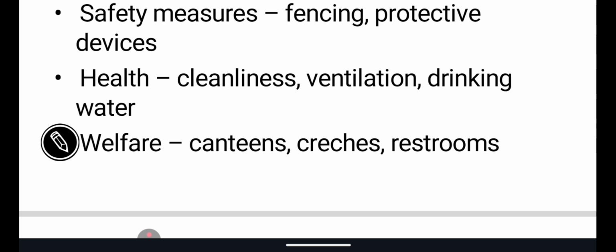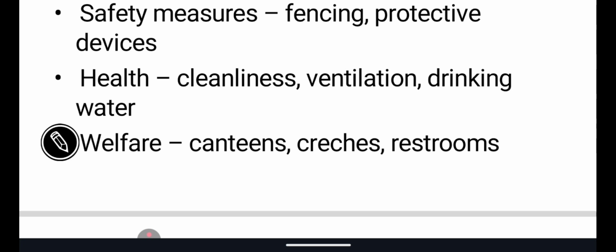So you should not feel suffocated. For that, there is ventilation made in your home, isn't it right? In a similar way, ventilation has to be made in a factory. All right, and drinking water. You can survive without food for around 7 days, but you can't survive without drinking water for 1 or 2 days. So drinking water has to be provided, and it has to be very clean for everyone.